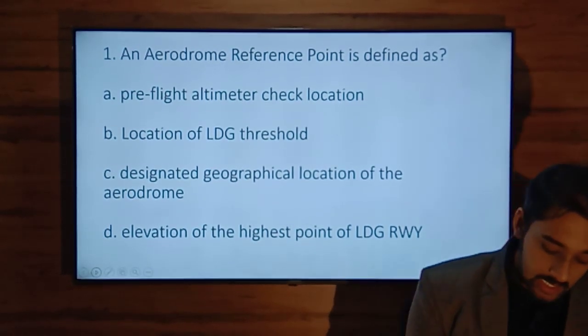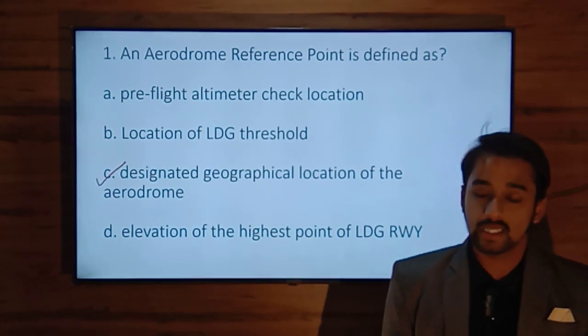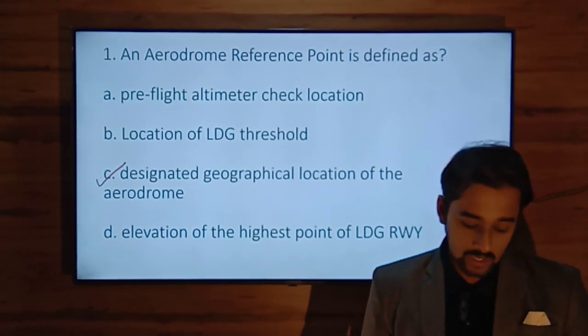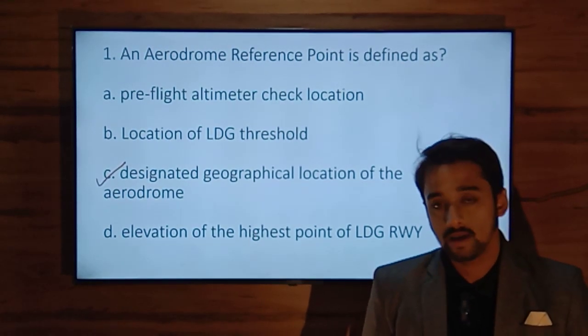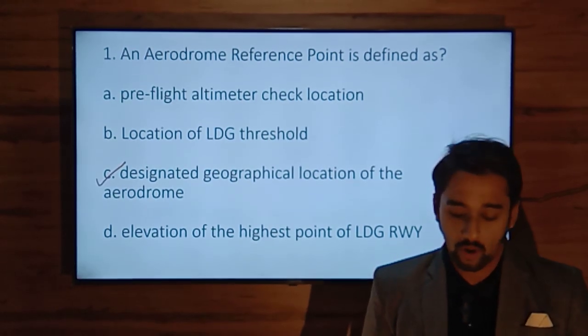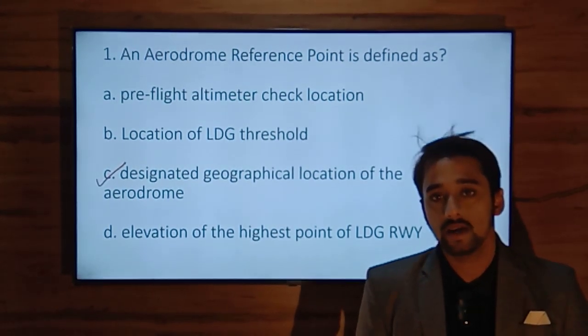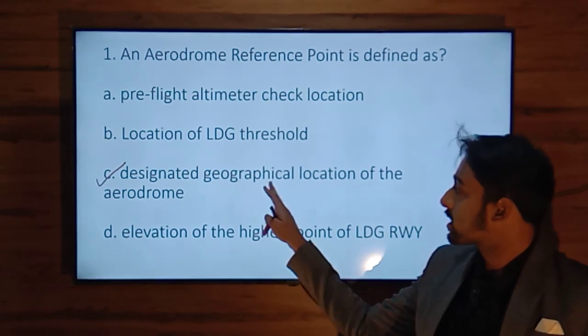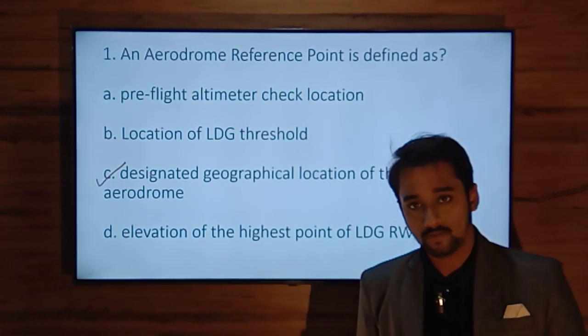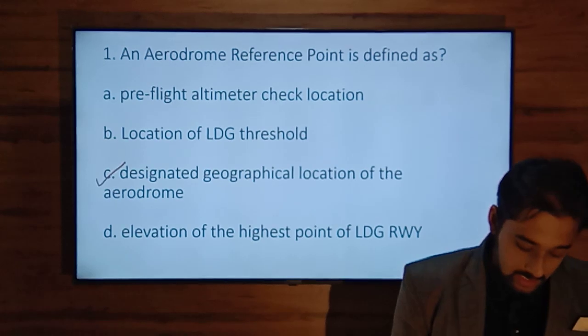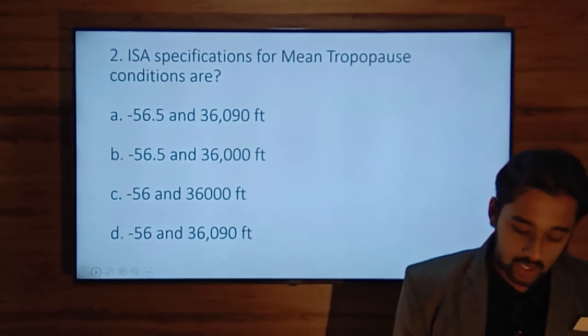It is the designated point or designated geographical location of the airport or aerodrome. So that is your aerodrome reference point. You have to remember this definition: designated geographical location of the aerodrome. Okay. Next, question number 2.